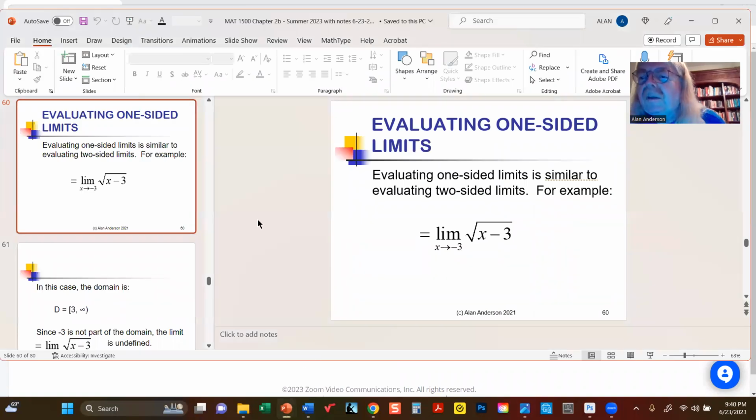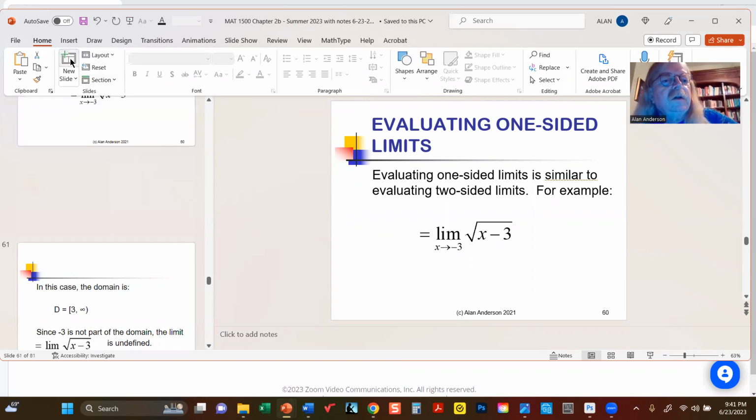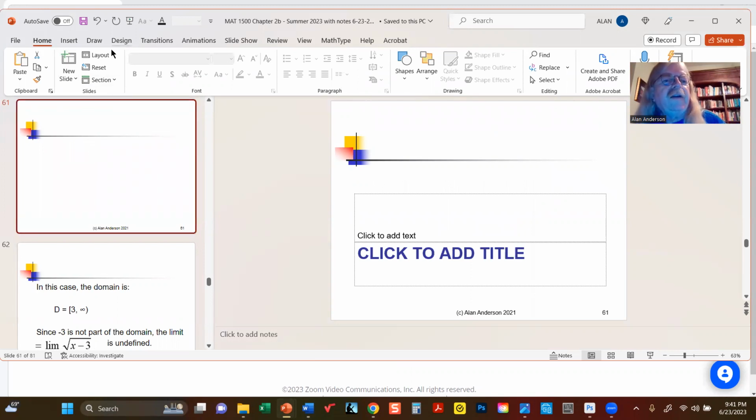All right, so we're going to pick it up where we left off yesterday when we saw a large number of examples of how limits are calculated. So we did mention yesterday that there are two-sided limits and there are also what we call one-sided limits. So let's just take a look at a graph.